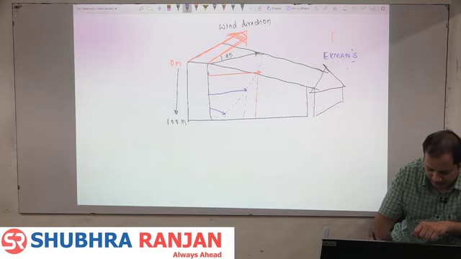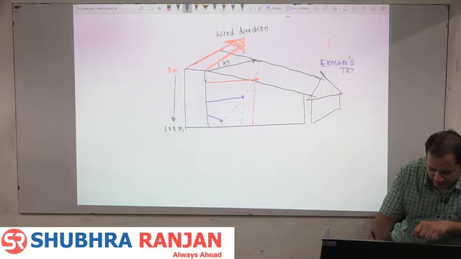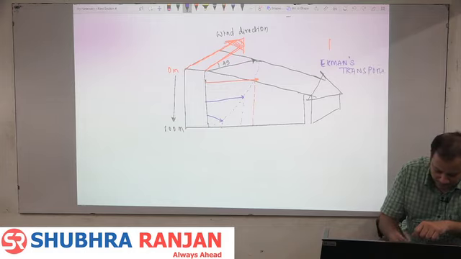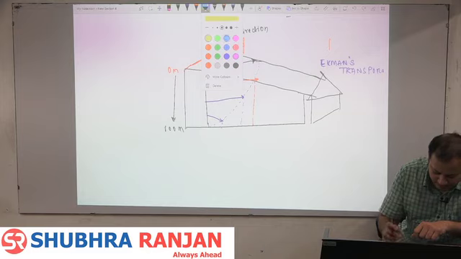Giving rise to the Ekman's spiral or transport. Again, don't draw this diagram. Giving rise to the Ekman spiral or transport.